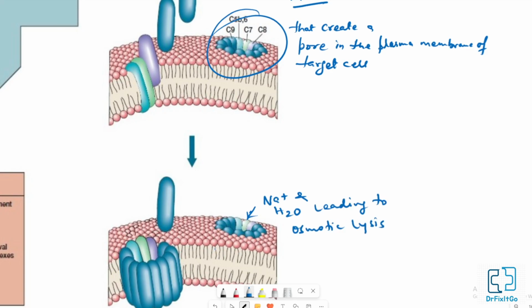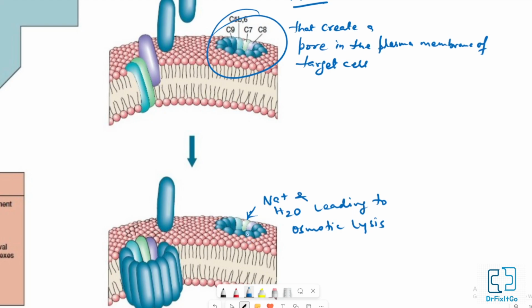If the cell is a gram-negative bacterium, lysozyme from the blood enters through the pore and digests the peptidoglycan cell wall, causing the bacterium to lyse osmotically.